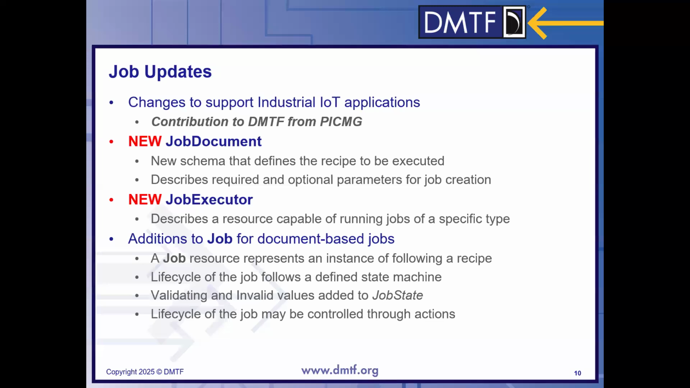We also had to extend the job resource to support these new document-based jobs. So a single job resource still represents an exact instance of a workflow being performed, and we added a few new steps to the life cycle to support this job document based type of flow. So we added validating and invalid values to job states, and so before you can even start the job, you need to be able to verify: am I even capable of producing this? Maybe I'm running low on material and I have to alert the user that, no, I can't do this right now. You need to go order more raw material.